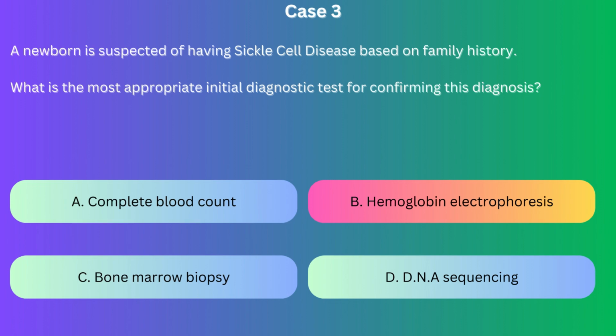DNA sequencing could theoretically diagnose sickle cell disease, but it is not routinely used due to higher costs and the availability of simpler diagnostic methods like electrophoresis.